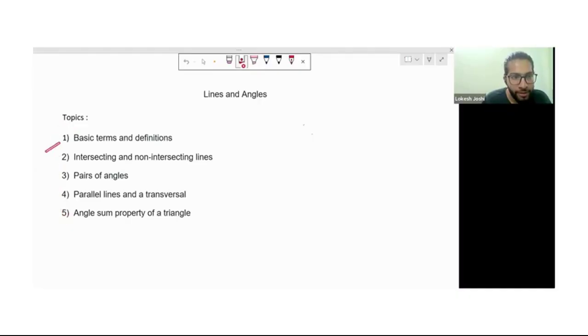First of all, we will define some basic terms and definitions, which includes the line, which we have done already in Euclidean geometry. And after that, we will define parallel lines and more. Now, the second topic is intersecting and non-intersecting lines. So when we know about lines totally, then we will be able to do this topic.